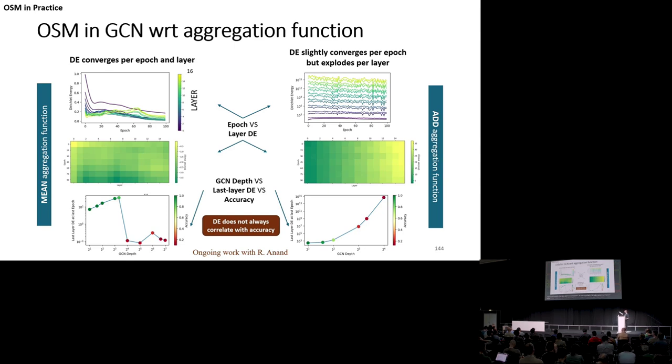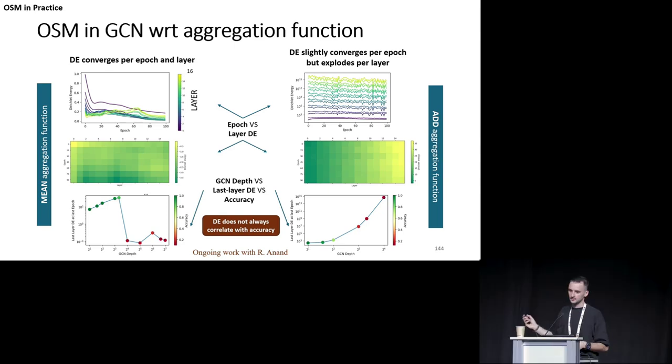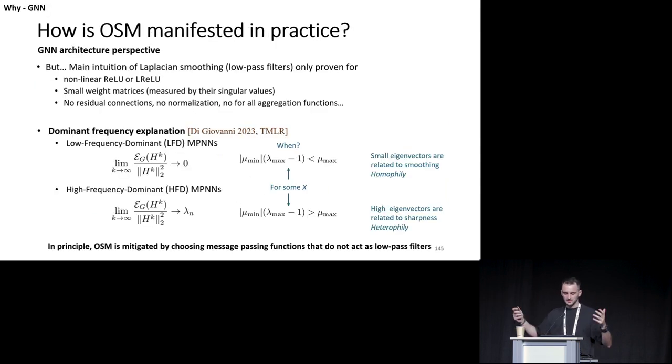Here, if you look at the middle, the y-axis is the training epochs and the x-axis is the number of layers. So we just focus on the horizontal with the mean aggregation, which is the left part in the screen. The Dirichlet energy on each layer is reduced, but with the other aggregation function, it kind of explodes. And both of them don't have a very good accuracy when you stack many layers.